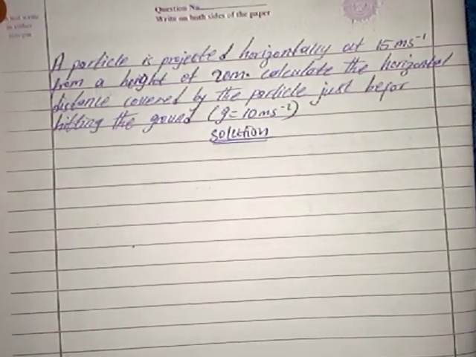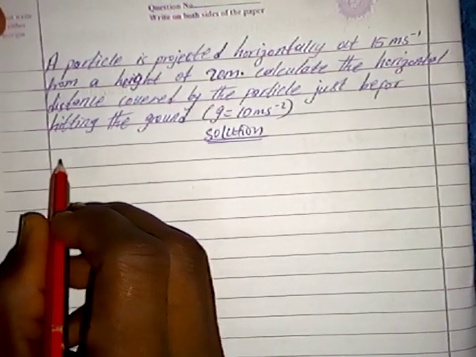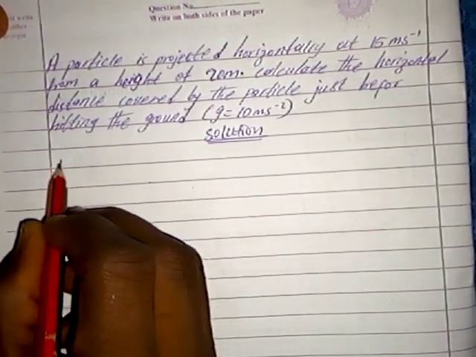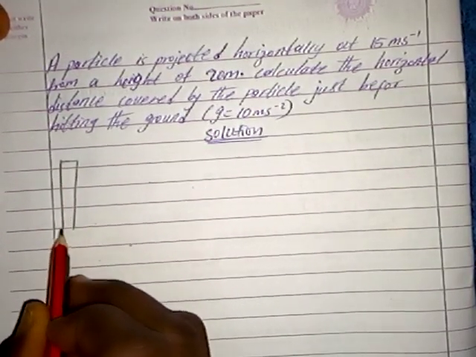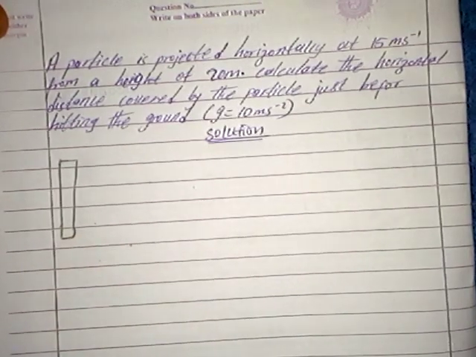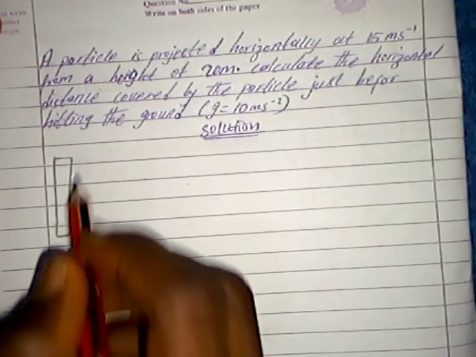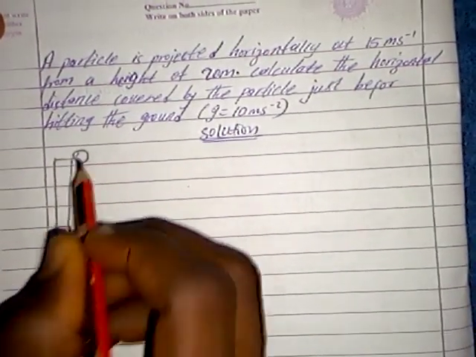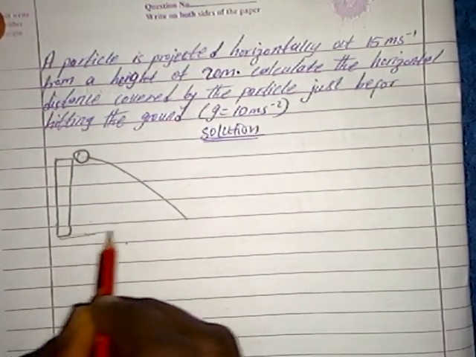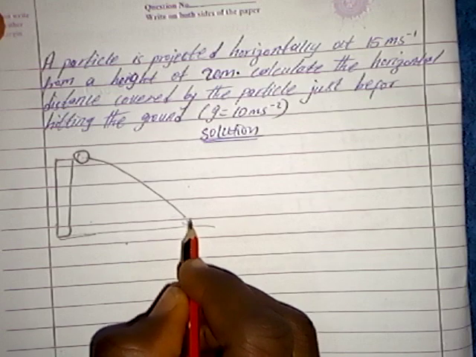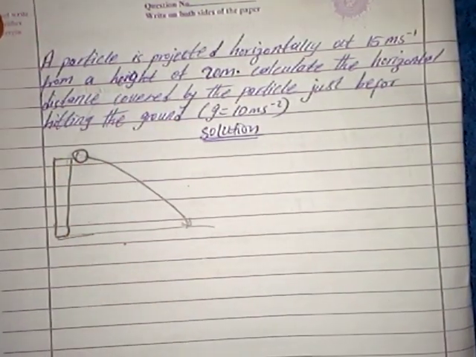First of all, let us represent the information in the diagram. Now, this is the diagram, right? And the particle is projected. Good. Now, a particle is projected horizontally at 15 meters per second. How is the particle projected? Horizontally. You see, this is the horizontal distance. The particle is projected horizontally, not vertically. If they say it's vertical, that means it goes up. But horizontally, you just fall like this, right?